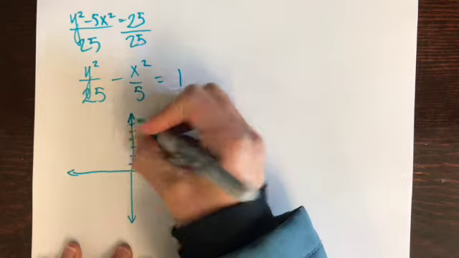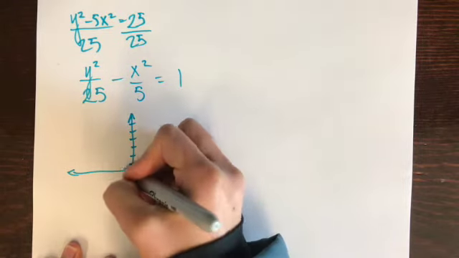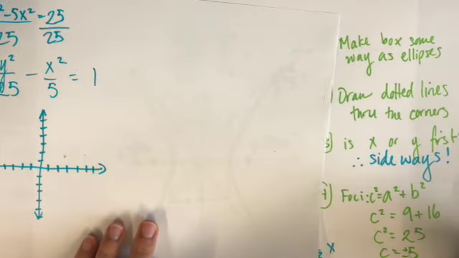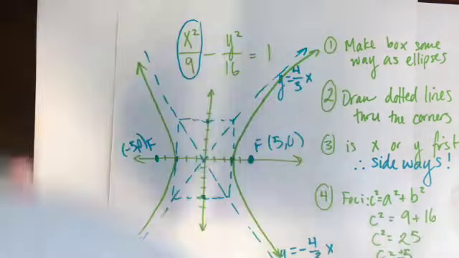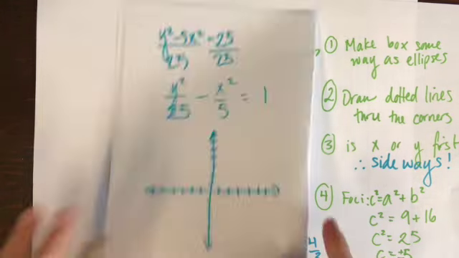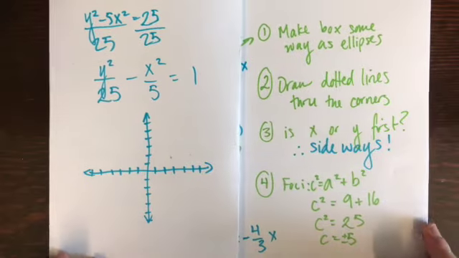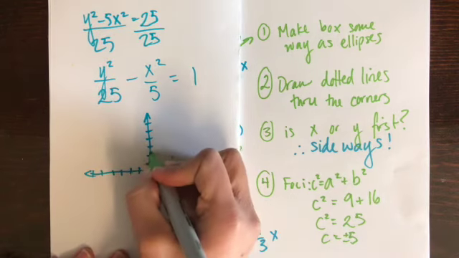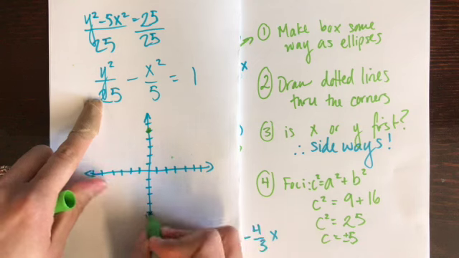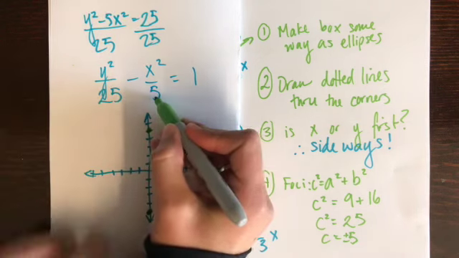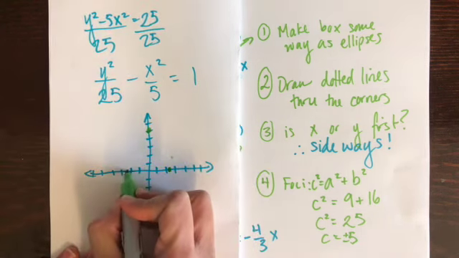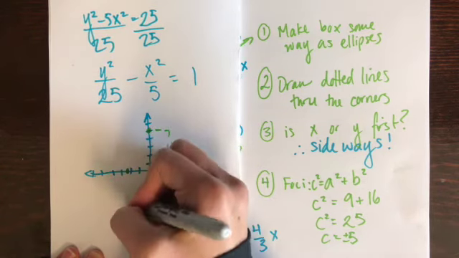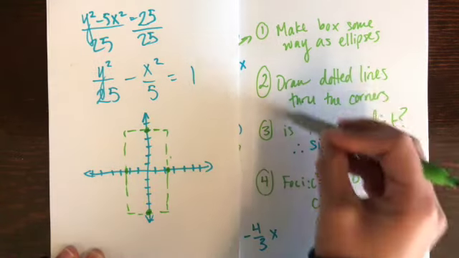Again, the first step in drawing this is to draw the box the exact same way that we drew the box with the ellipses. So I'm looking at the base underneath my y squared and the base underneath my x squared, and drawing my box based on those numbers. Underneath my y squared, I have 25, so I'm going to go up 5 and down 5 from the center. And underneath my x squared is 5, so I'm going to go square root 5 over to the left and square root 5 over to the right from the center, which is 0, 0 in this case.